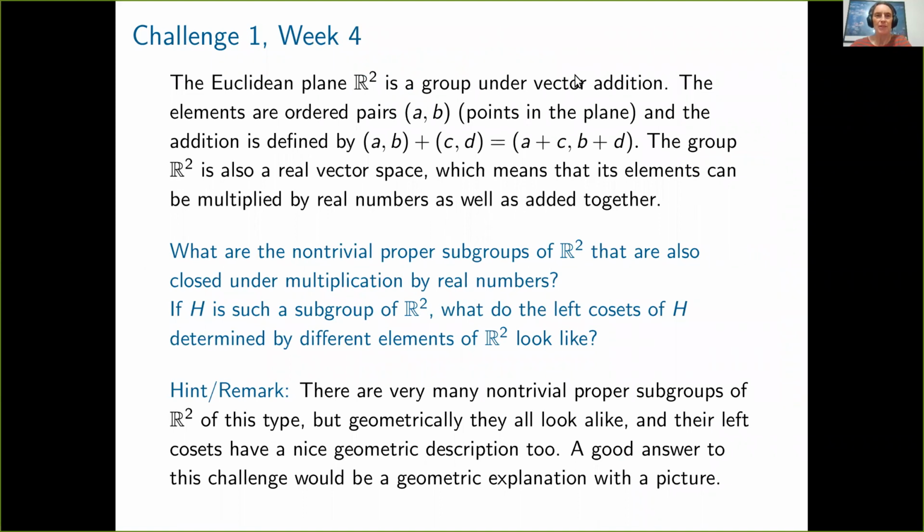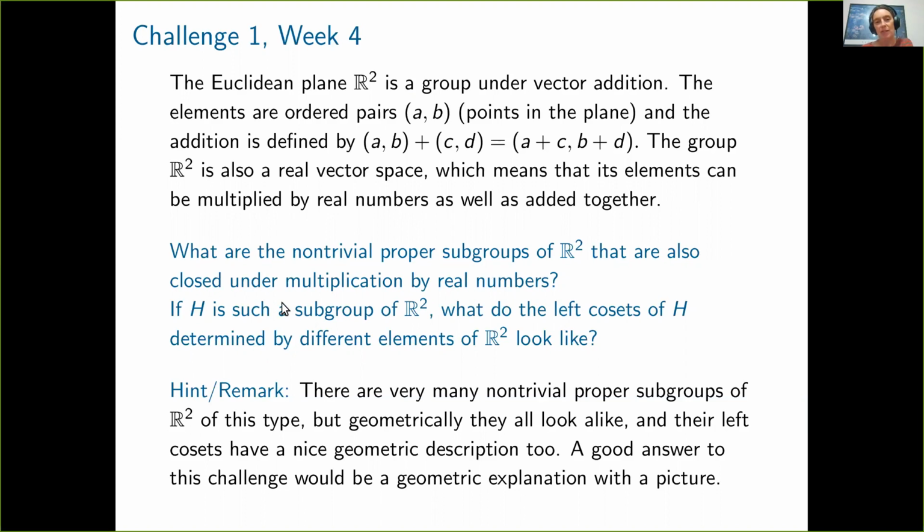Okay, that brings us to our first challenge for this week, which relates to the Euclidean plane, something that is very familiar to all of us, even if not in the context of group theory. So the Euclidean plane, the usual coordinate plane, is a group under addition of vectors. It's also a vector space, which means that its elements, as well as being added together, can be multiplied by real numbers. So your challenge is, first of all, to figure out what are the non-trivial proper subgroups of the Euclidean plane that are also closed under multiplication by real numbers. Non-trivial means containing more than just the identity element. Proper means not the entire group itself.